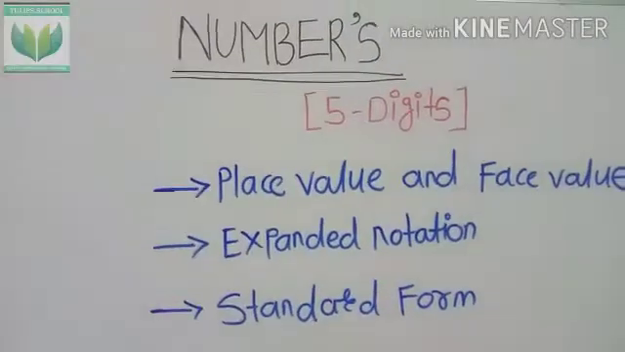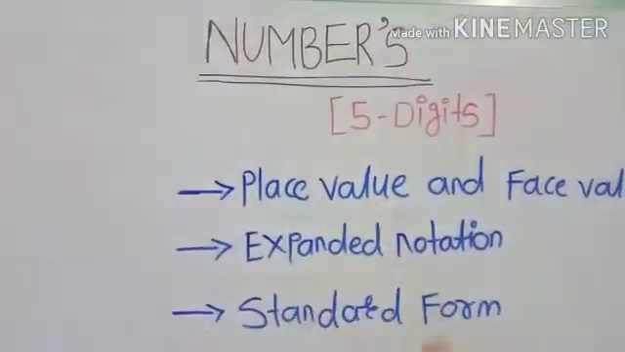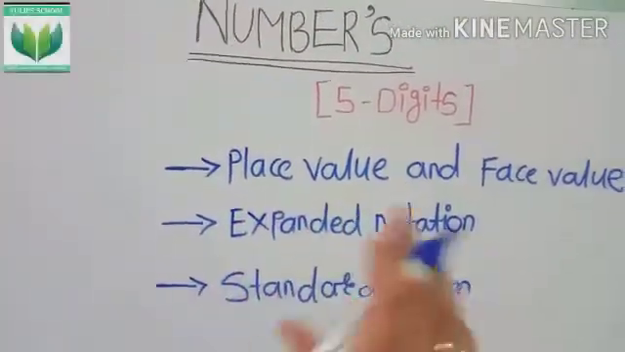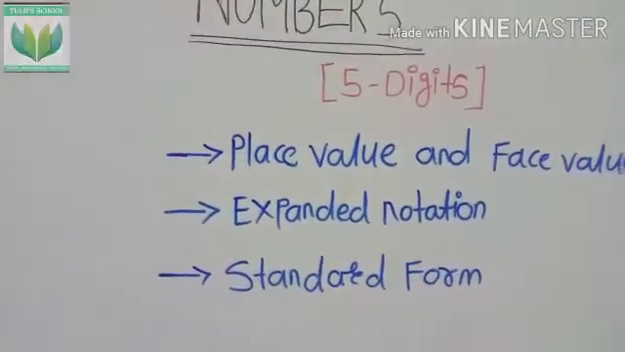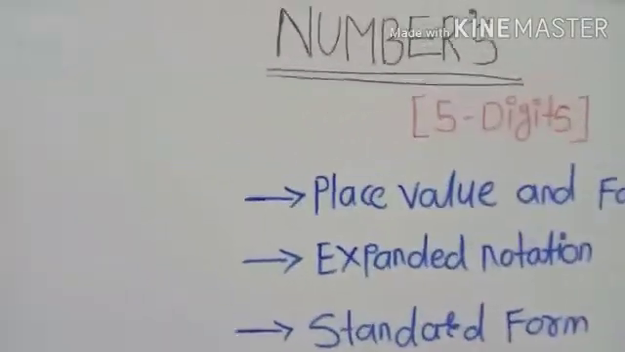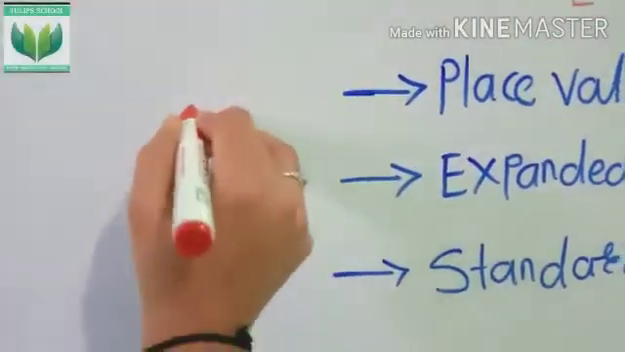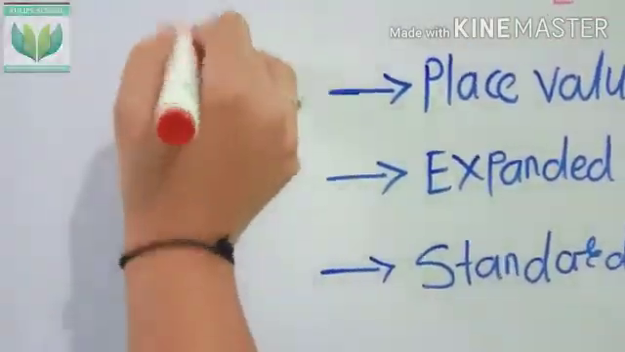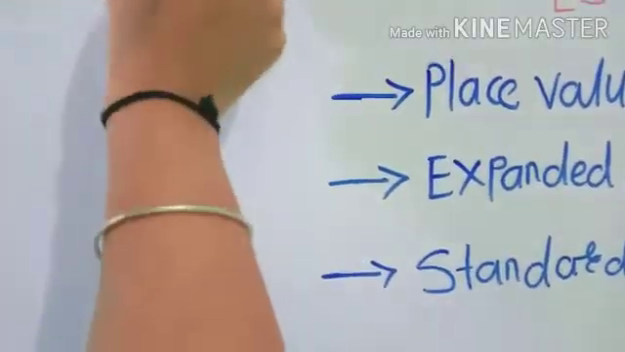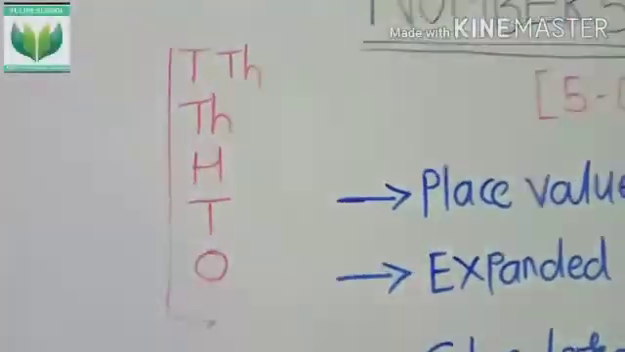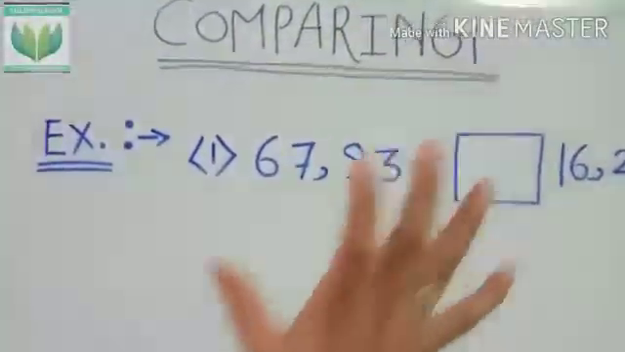In the previous video we learned about 5-digit numbers, place value, face value, expanded notation and standard form. We know that the place values start from ones, tens, hundreds, thousands and ten thousands. This is the place value. Now we are going to learn about comparing 5-digit numbers.